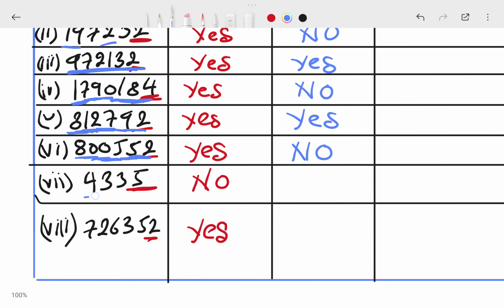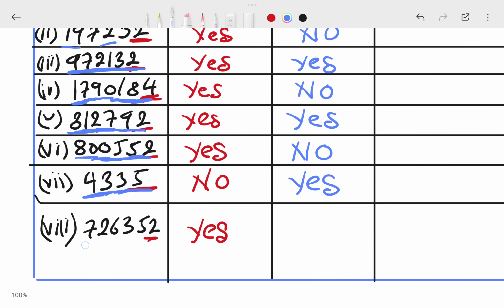So add this one. 4 plus 3, that's 7. 7 plus 3, that's 10. 10 plus 5, that's 15. Is 15 in the 3 table? Yes, 15 is there. So it means that it is also divisible by 3.